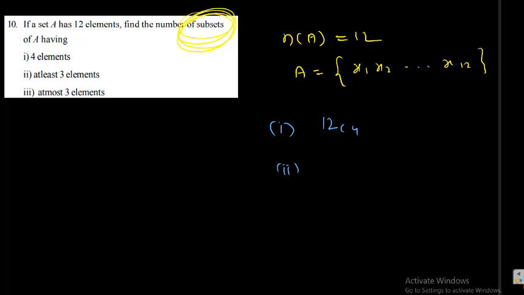Second one is at least 3. At least 3 elements means 12C3 plus 12C4 plus 12C5 and so on up to 12C12. These many sets contain at least 3 elements. Okay, you people can simplify that.